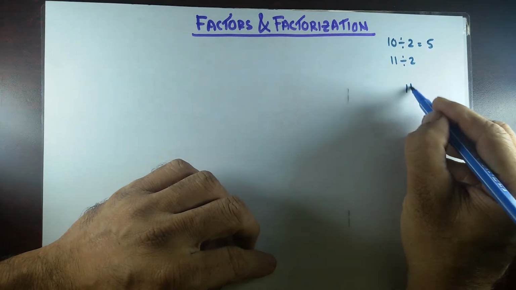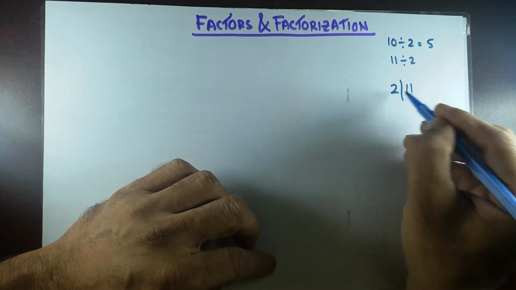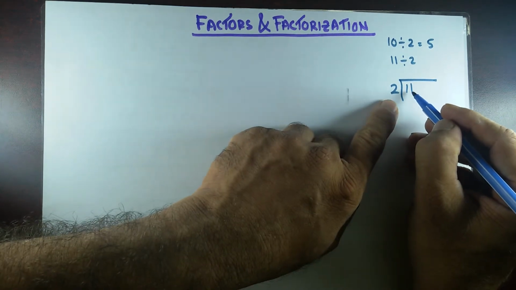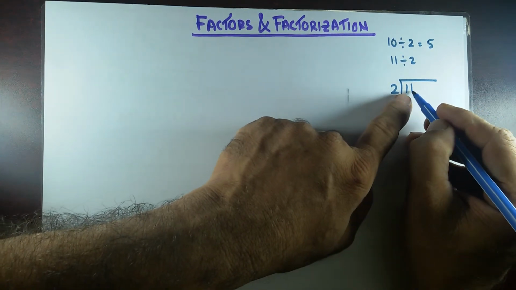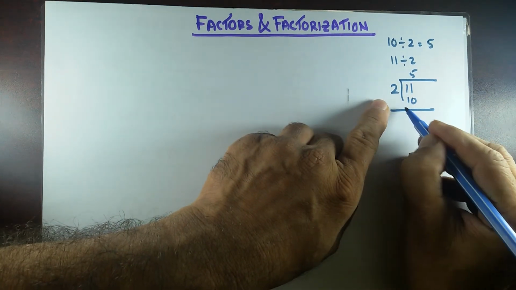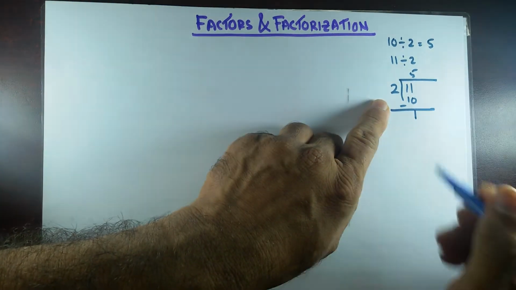Let's do the division in our traditional method. 2 goes into 11. We cannot take more than 11, only equal to 11 or less than 11. So 5 2s are 10. And when I subtract that, I'm going to get 1.